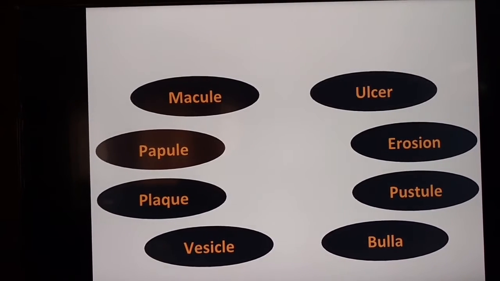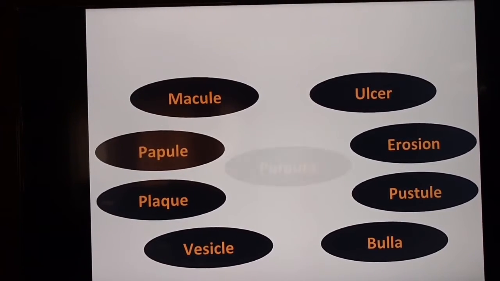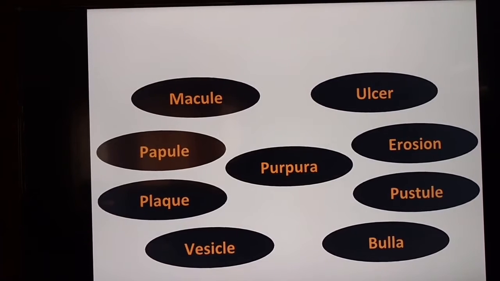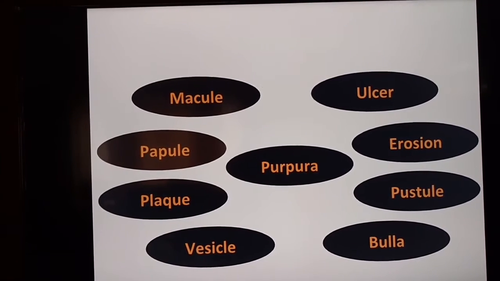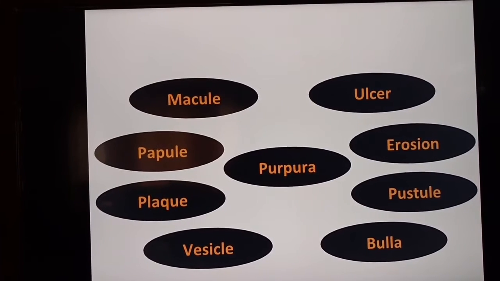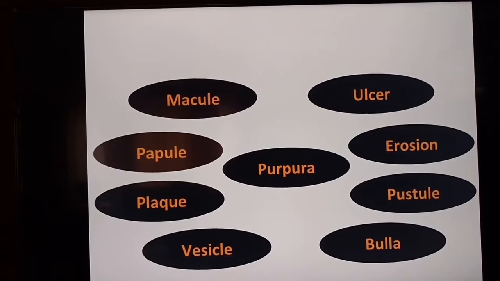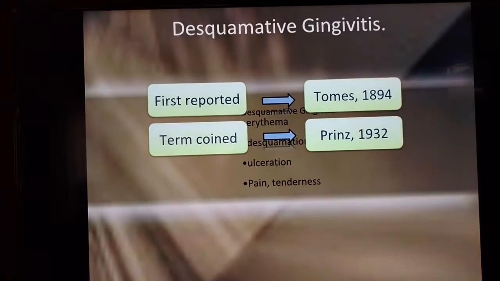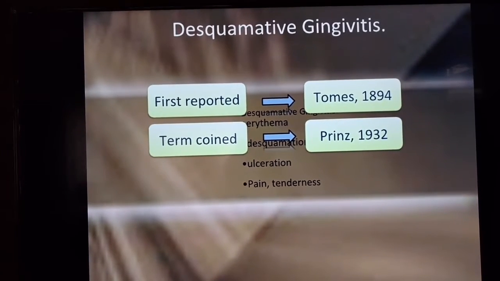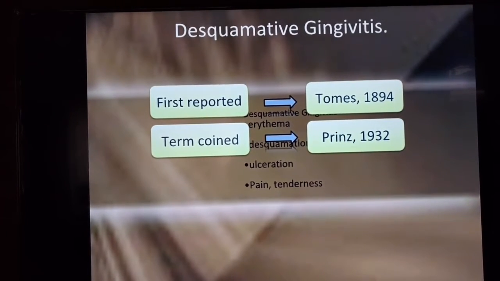These are some terminologies which I wanted to tell you before we start these conditions. The first and foremost thing that I would like to tell you today is desquamative gingivitis. Desquamative gingivitis was first reported in the year 1894 by Tomes, and the term desquamative gingivitis was coined by Prince, the first person who wrote a textbook in oral pathology in the world. Probably he is the man who is supposed to be honored in larger situations.